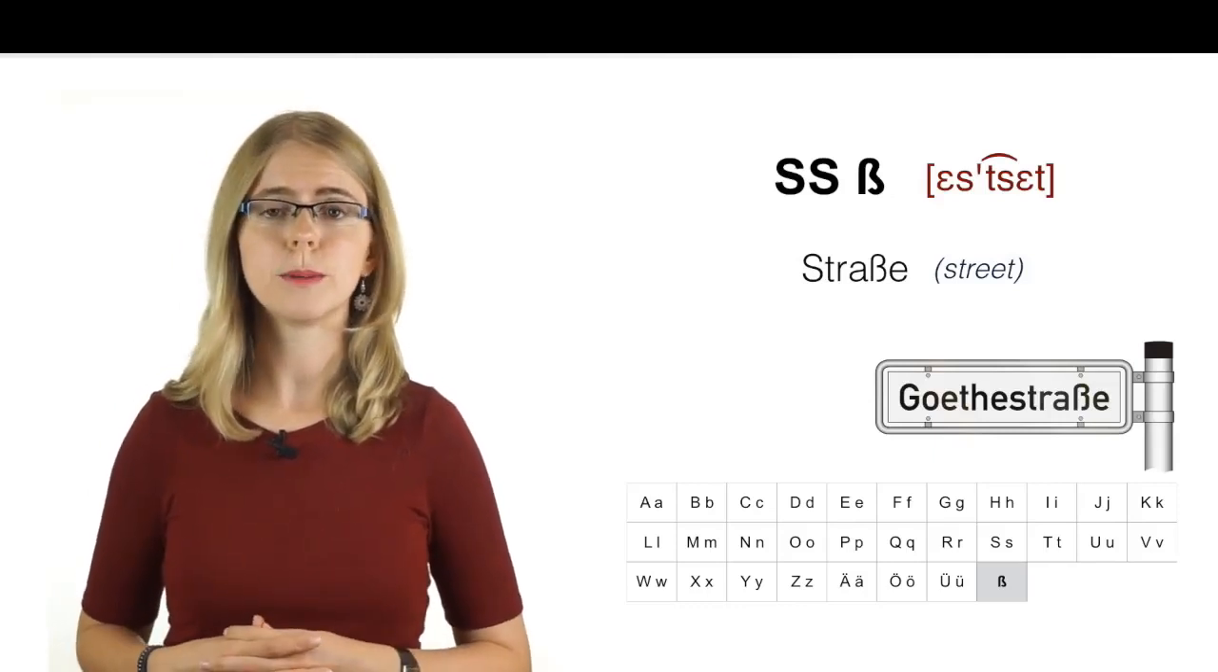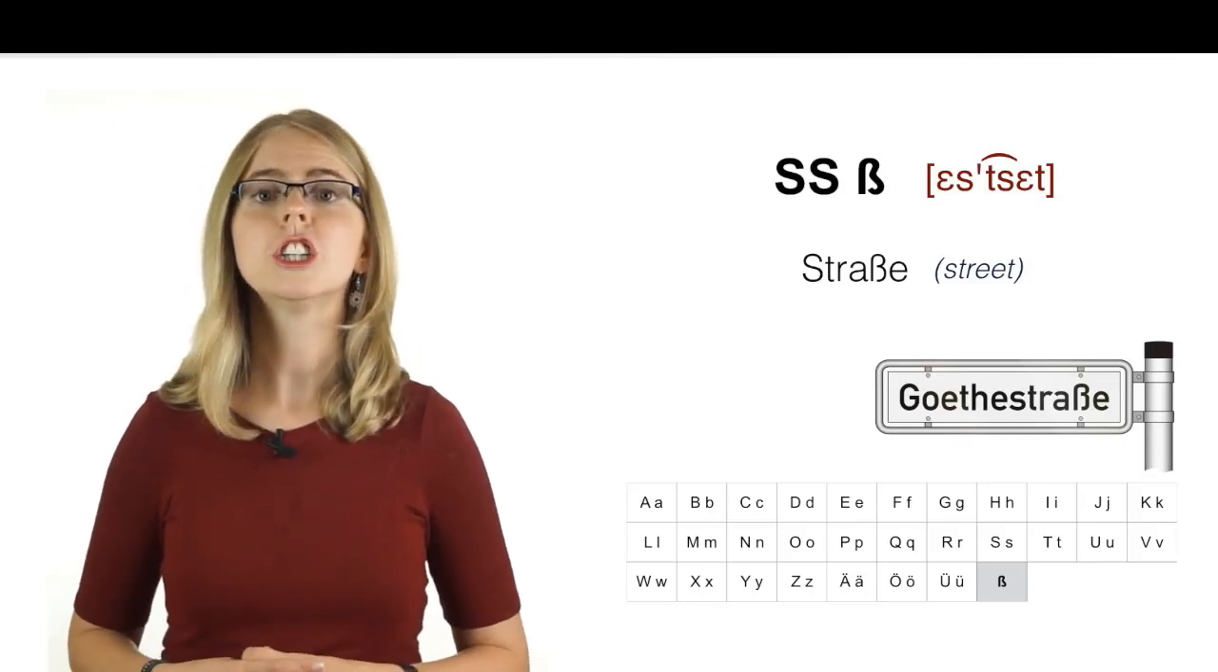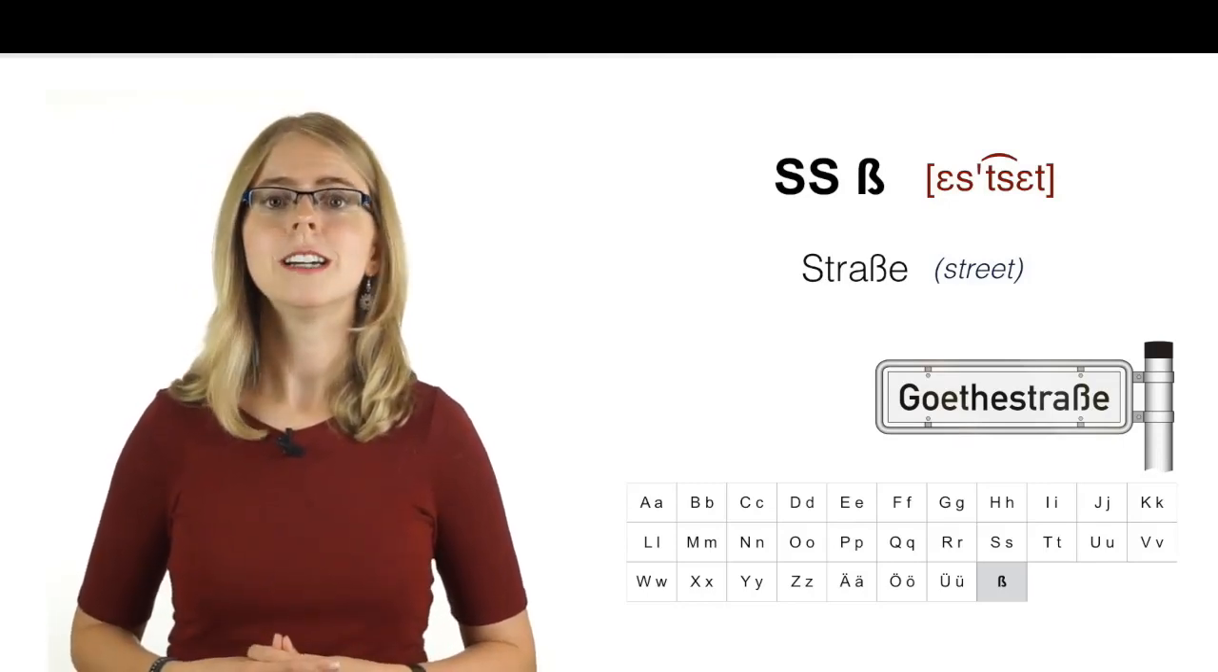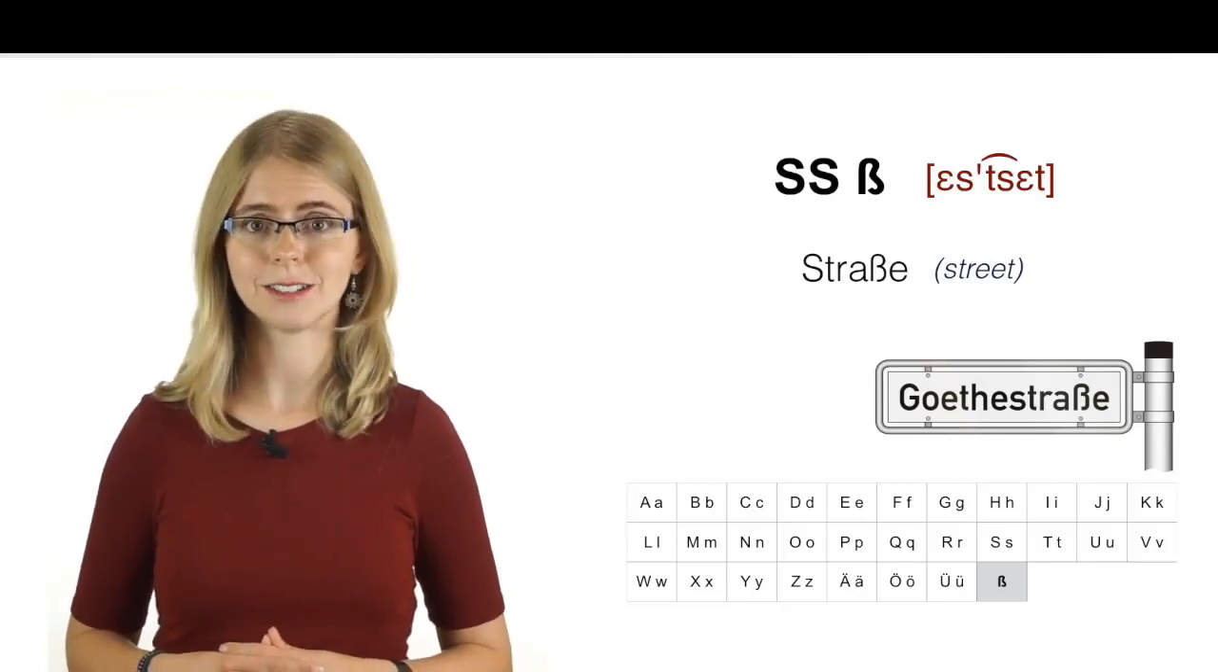And then there is the 4th special letter, which is called SZ. You don't find it at the beginning of words, only in the middle or at the end. For example, in Straße, street. Straße. So SZ, Straße.